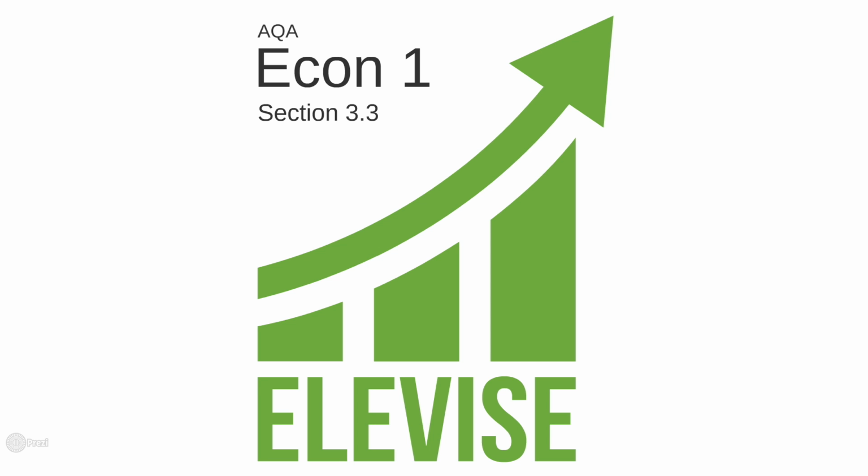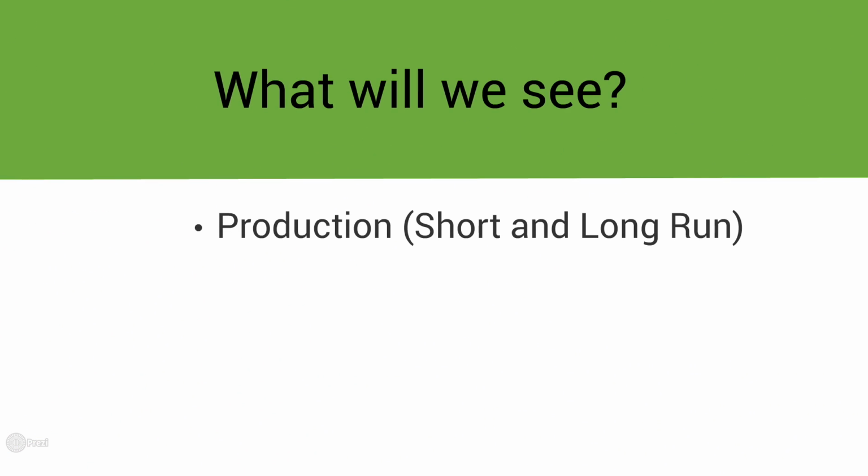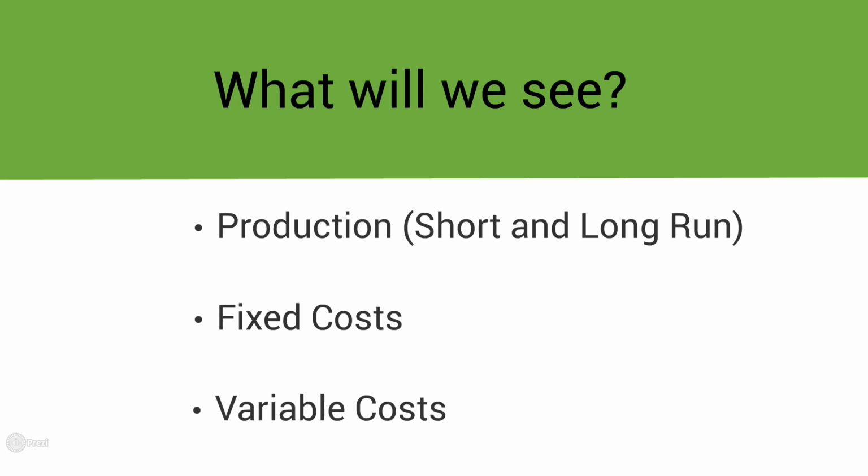Hi and welcome to section 3.3 for Econ 1 on the AQA exam board. Today we're going to be looking at production in both the short run and the long run. We will also be looking at fixed costs and variable costs.